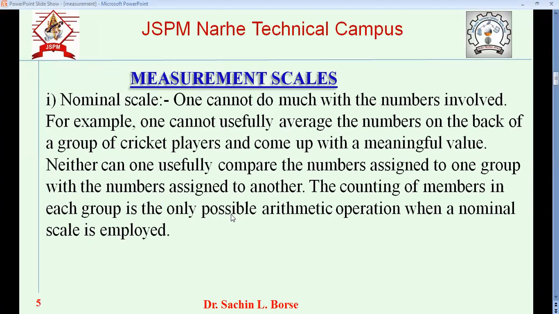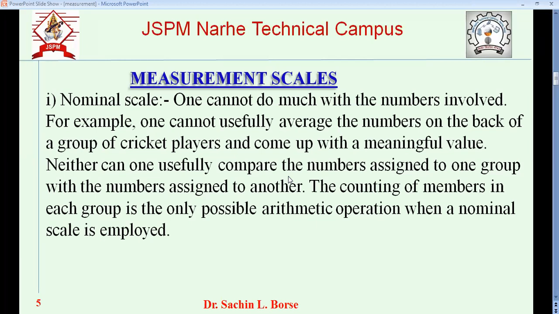As the purpose of the number here is only identification, we cannot do mathematical manipulation here. Like we cannot find the average. What is the meaning of average? Nothing. Suppose there are 15 players in the team. If you find the average, what is the meaning of that? It has no meaning, because it is only the tag. We cannot find the average just by averaging the numbers 1 to 15. It will not be meaningful.